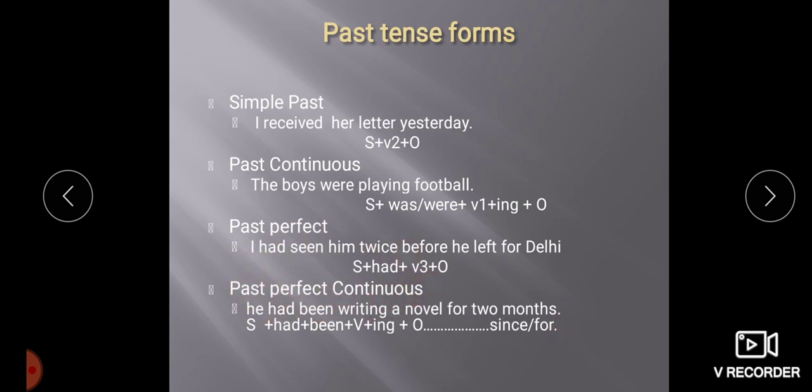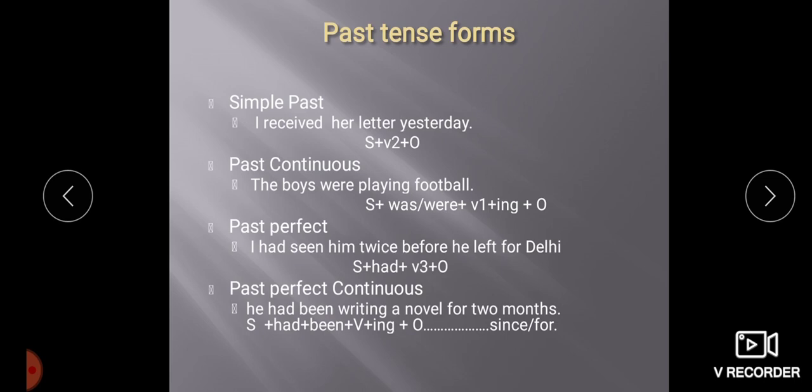Just look at the sentences. I received a letter yesterday. That means the action is over and it is not continuing. The boys were playing football. That means at a certain point of time, at the time of speaking, they were continuing playing. I had seen him twice before he left for Delhi. That means two past events are taken together. At the same time, he had been writing a novel for 2 months. For 2 months he was busy writing the novel, but now he has stopped doing so.